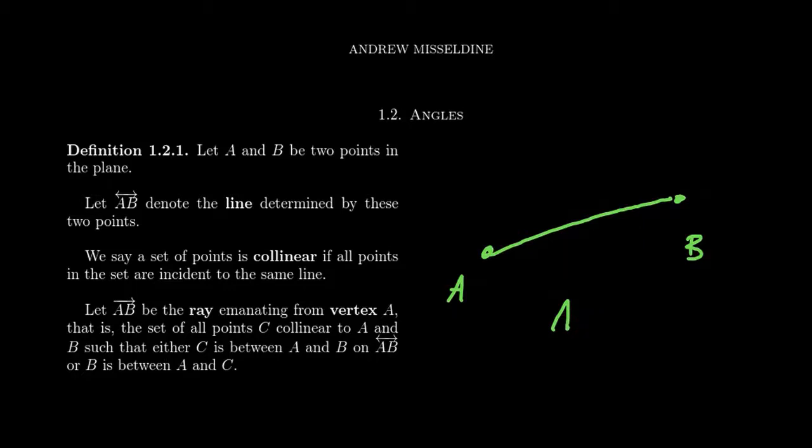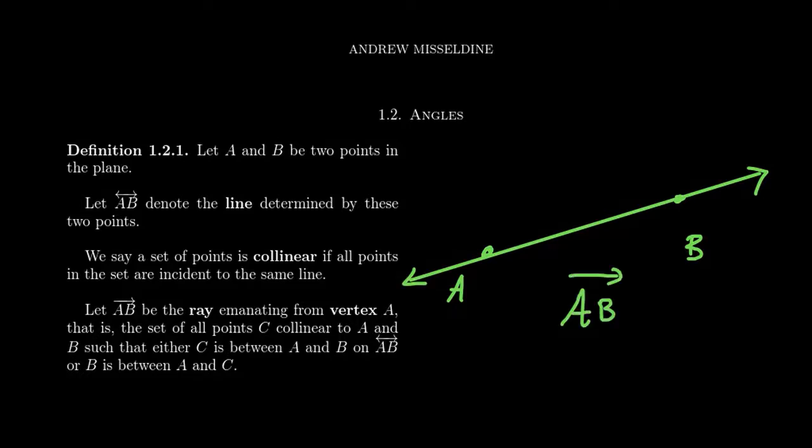What we want to talk about right now, though, is the line that's determined by the points A and B, and so this is the line of infinite length; it goes on forever and ever in both directions. This is going to be denoted as AB with a double arrowed line on top of it. So the line determined by A and B. Given any two points, there's a unique line that contains those two points. And so we do say that two points determine a line.